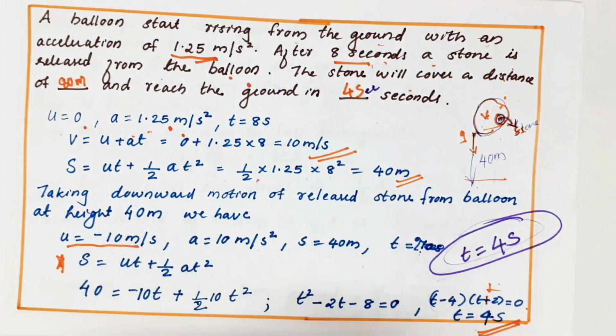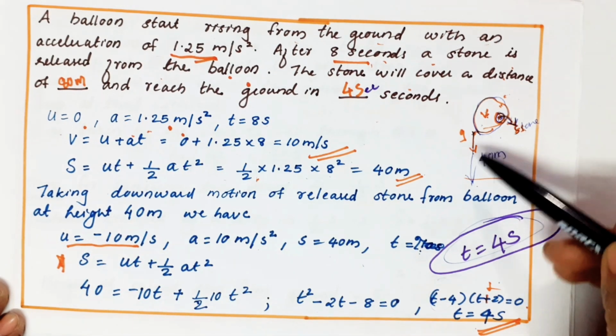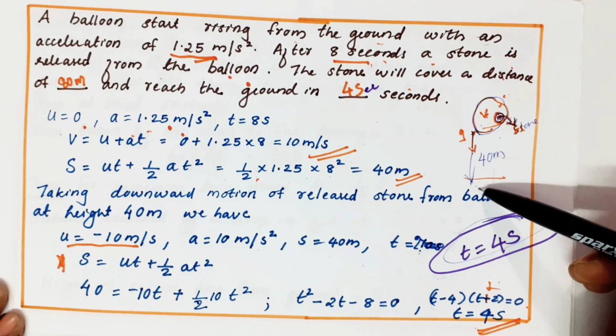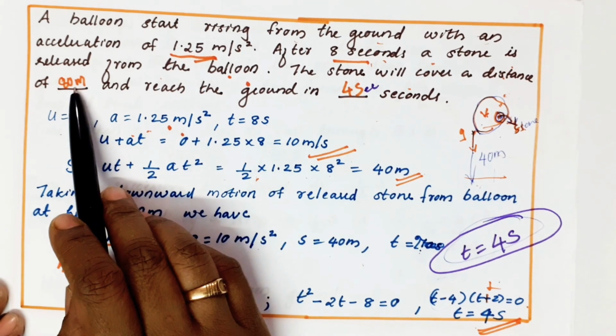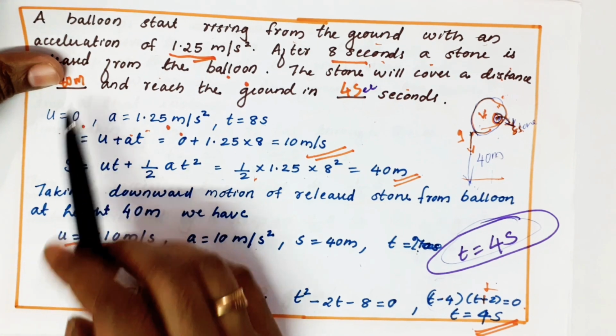Another one, they are asking here in the question, what is the distance? Distance means the stone first travels 40, again coming back 40. So total how many meters is it traveling? 80 meter. If they are asking displacement, you can take it as 0.